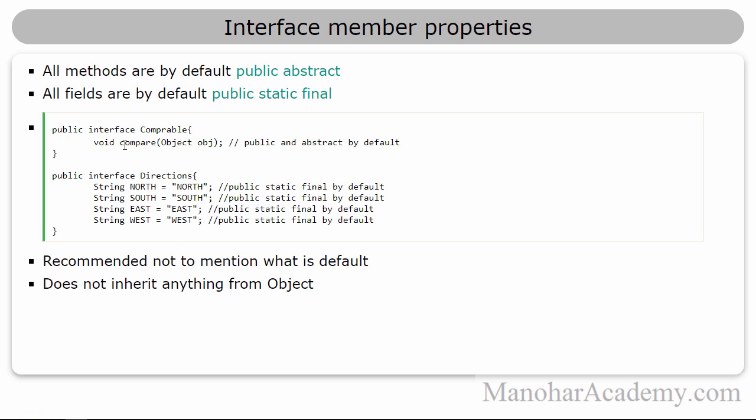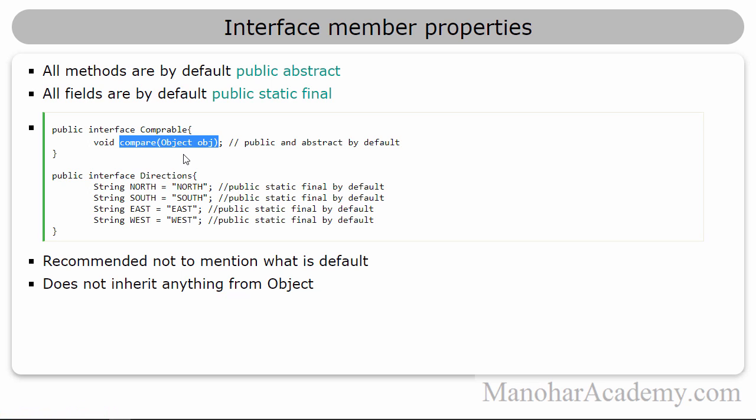We know that in an interface, we can have abstract methods, and by default, they are public and abstract. So you don't need to write the public abstract here. All that you need to write is the method signature and its return type. And by default, they will be public, they will be abstract.